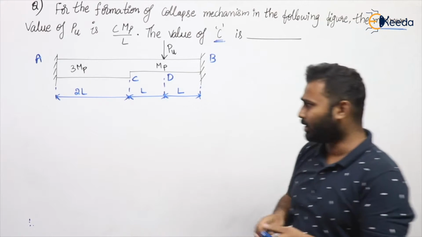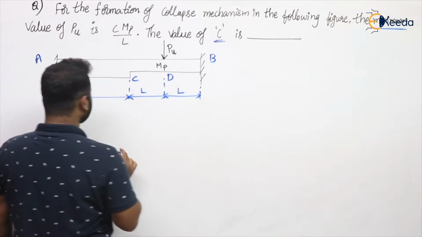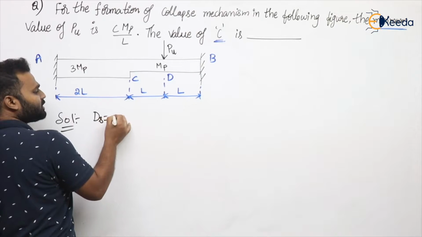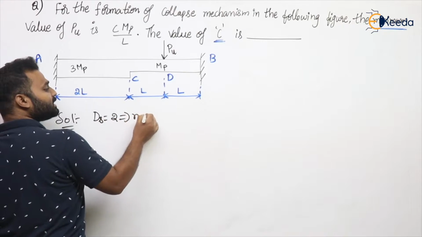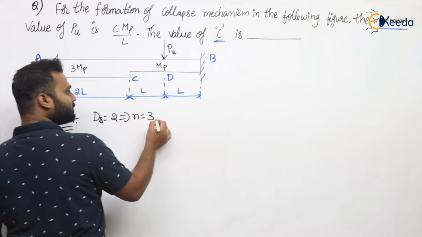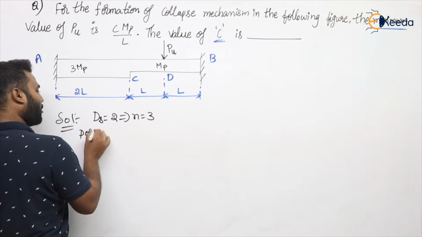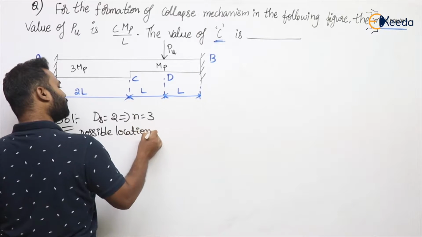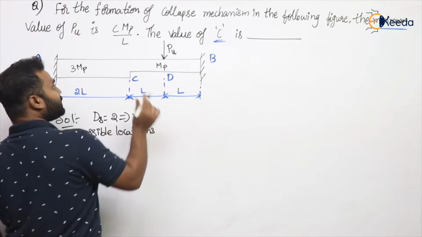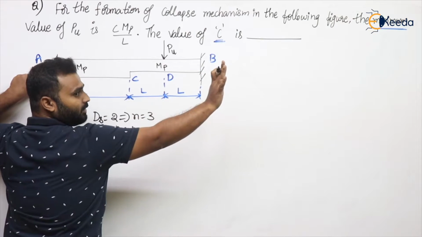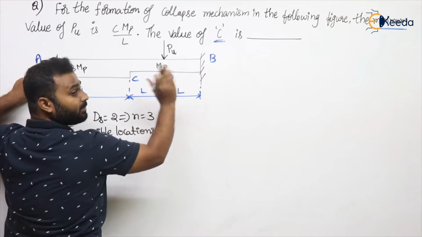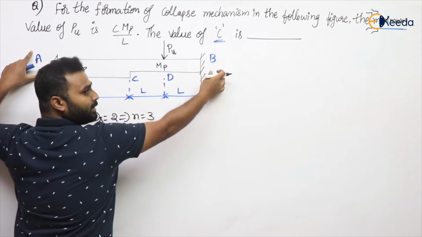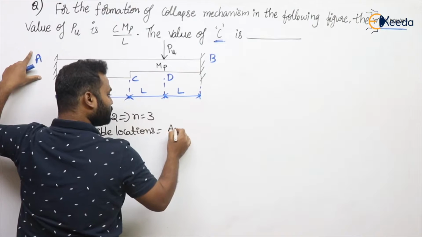Before going into the possibilities, what is the regular procedure? DS. As it is a fixed beam, what is the DS for a fixed beam? 2. Then the number of plastic hinges required is 3. Now possible locations. What are those possible locations? A and B are fixed ends for the given beam. Therefore, possible locations are the plastic hinges that will form at A and B. They are confirmed. So A and B.